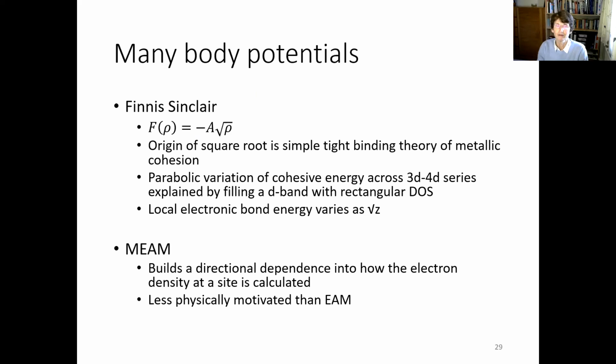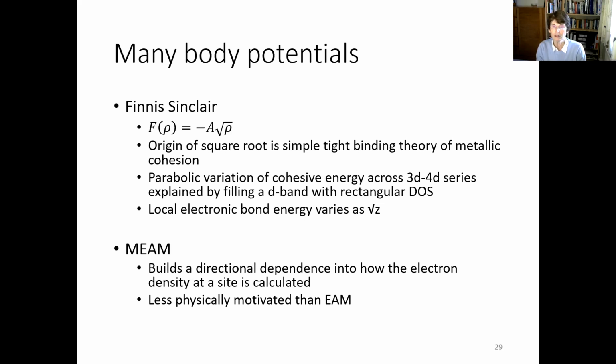So the different types of many-body potentials. One of the most famous is Finnis-Sinclair. They went a step further and connected it to the physics. They made the embedding function F of rho proportional to the square root of the density. That's important because there's a very strong link to simple tight binding theory, because that's what it would be in the tight binding theory of cohesion. And this reproduces the parabolic variation of the cohesive energy across the series.